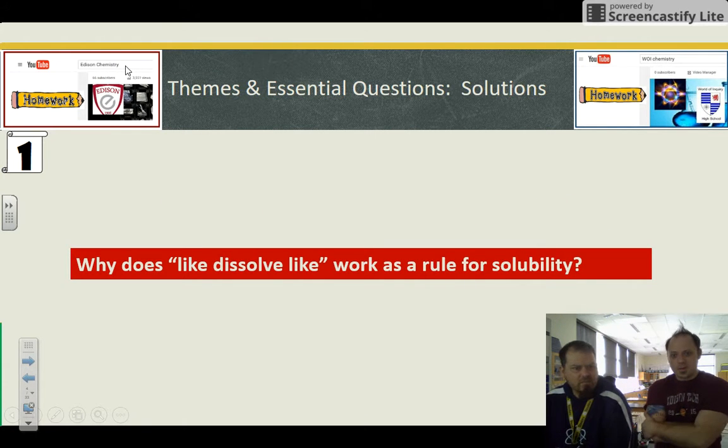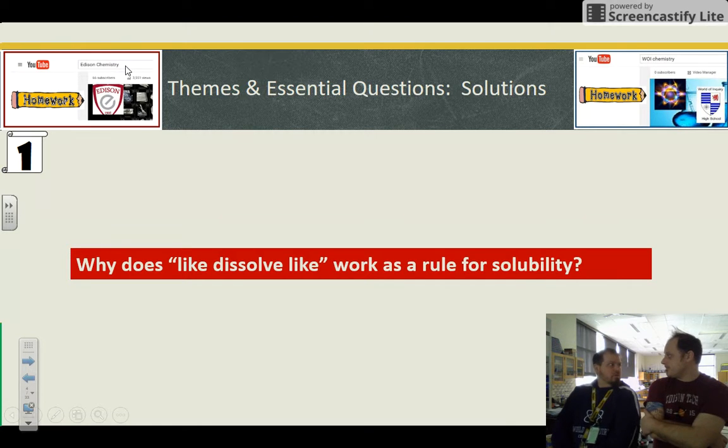Why does like dissolve like? Why is that a rule? Everybody says it, but what the heck does it mean? We gotta figure that out.